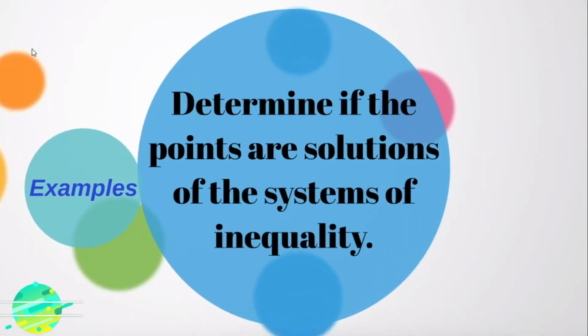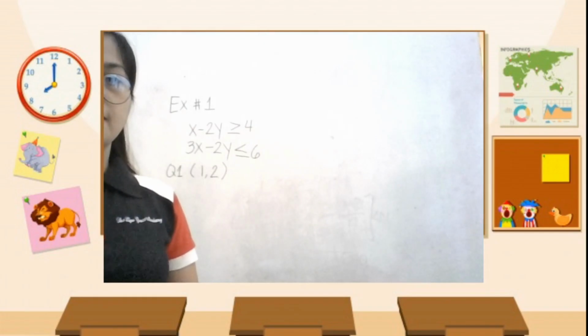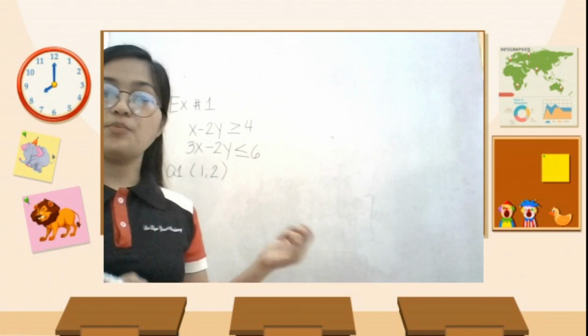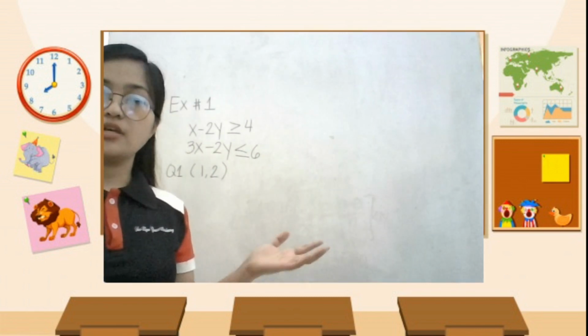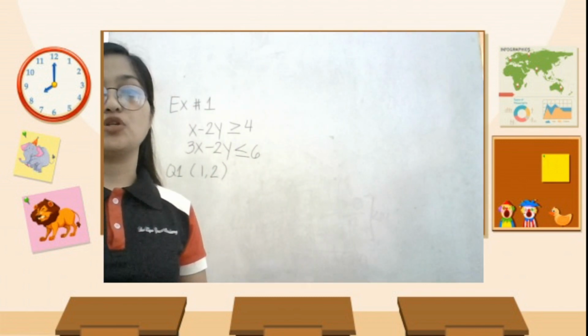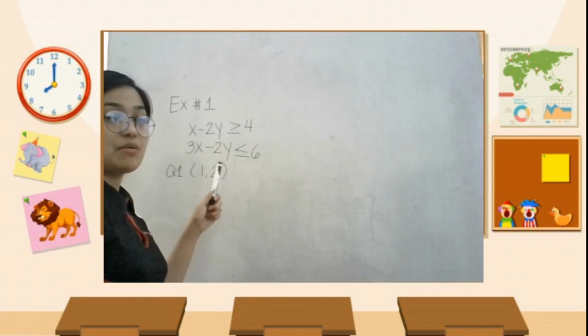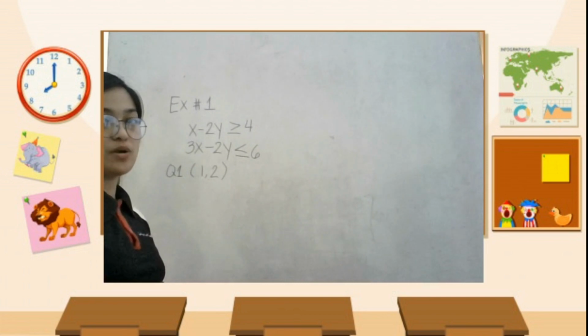Now, determine if the points are solutions of the system of inequality. Let's have an example. So, we have example number 1 in determining if a point is a solution of the given linear inequalities or systems of linear inequalities in two variables.